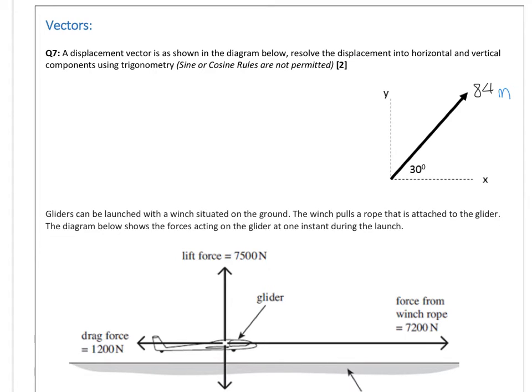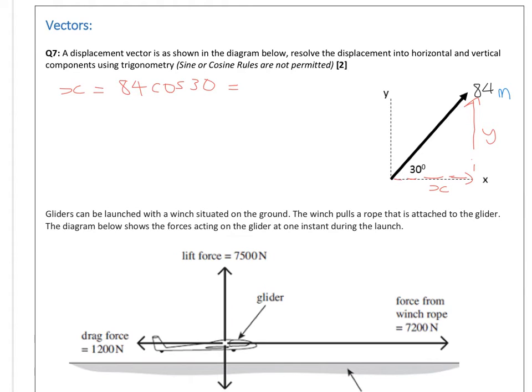So when we're resolving into components, we're forming our right-angled triangle like this. The displacement is the hypotenuse, and we're essentially splitting it up into those 2 components with the angle in there. So using trigonometry, let's call that one x and that one y. The horizontal displacement x is going to be 84 multiplied by cosine of 30, because it's the side that's adjacent to the angle.